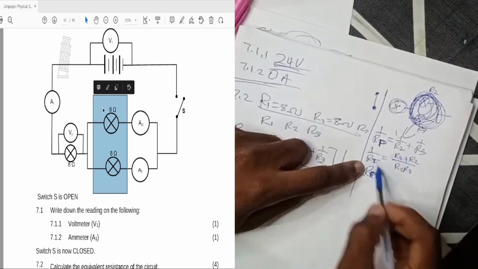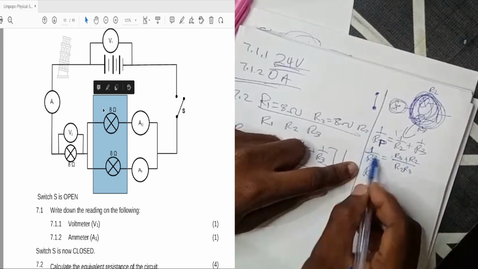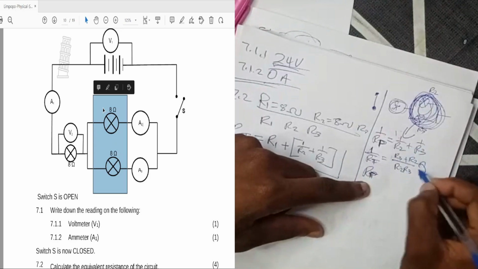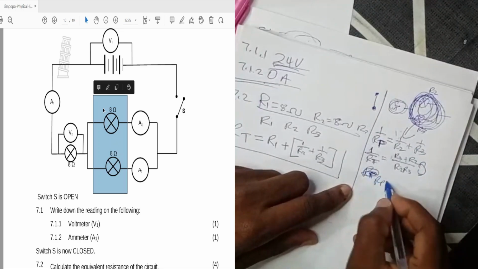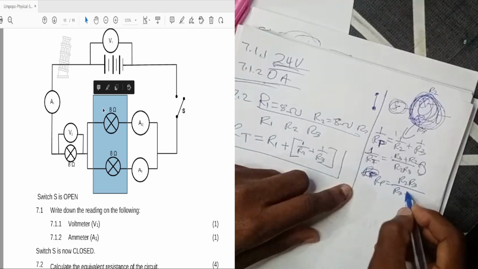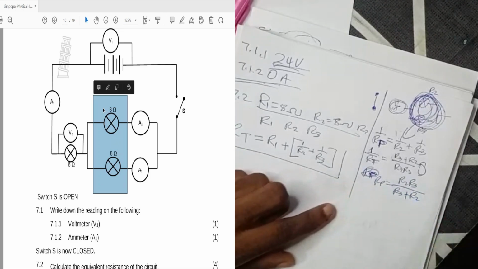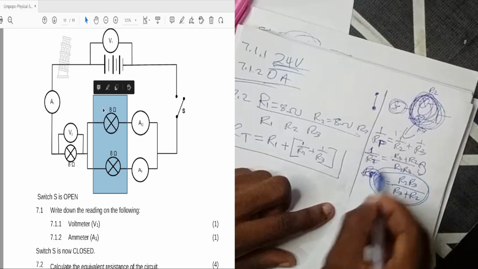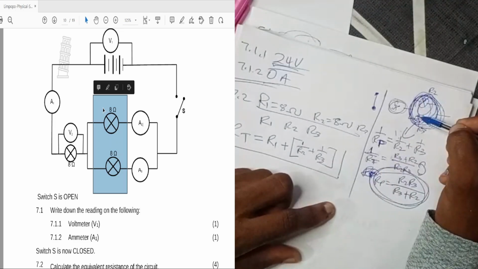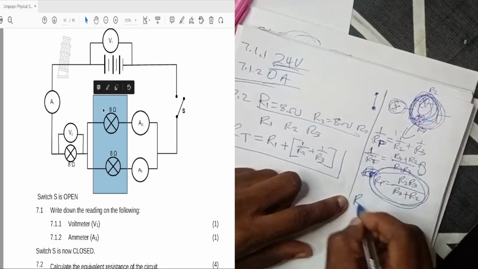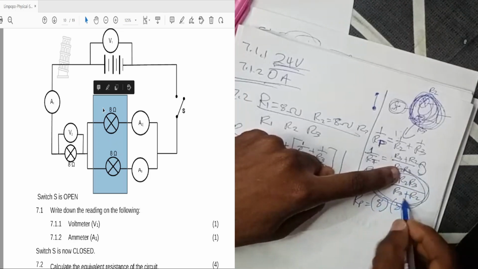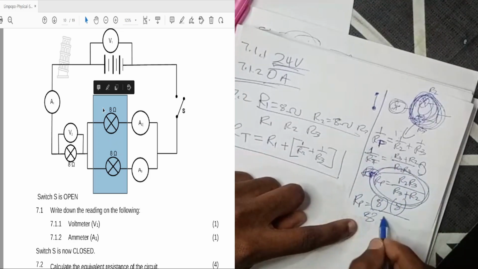So now RP equals, we eliminate 1 over RP. We take the reciprocal, it means we swap them. So RP equals R2 R3 over R3 plus R2. This is to get the value of these two. Now we substitute: RP equals, what is R2? 8. What is R3? 8. Divided by 8 plus 8.